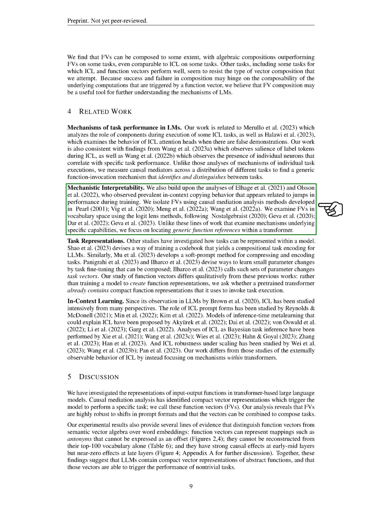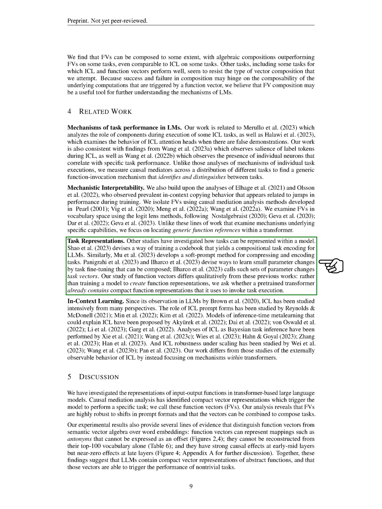We also build upon the analyses of prevalent and context copying behavior that appears related to jumps in performance during training. We isolate FVs using causal mediation analysis methods and examine FVs in vocabulary space using the logit-lens methods. Unlike previous works that examine mechanisms underlying specific capabilities, we focus on locating generic function references within a transformer.